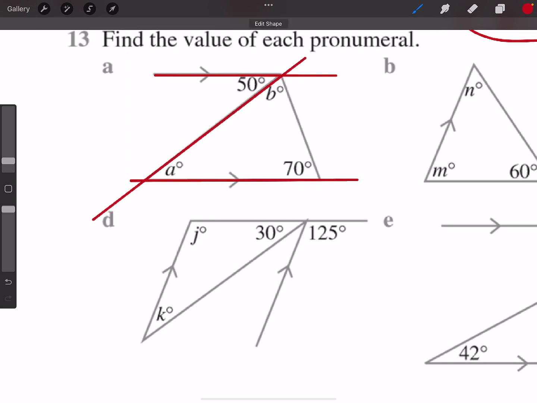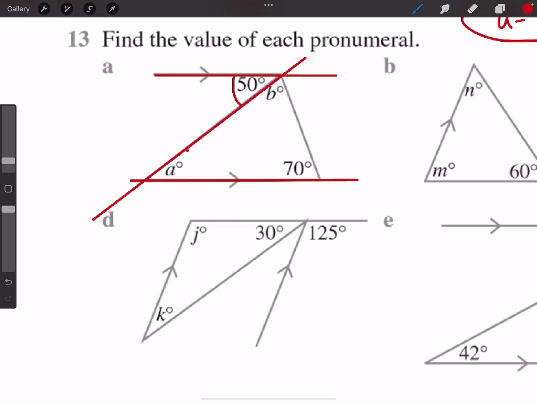Now, when you have this kind of setup, you know that this angle is an acute, this angle is an acute. So therefore, they must equal each other. And because they are on opposite sides of the transversal line, from the left side to the right side, they're called alternate angles. So therefore, A is equal to the same as 50 degrees. Let me rewrite that.